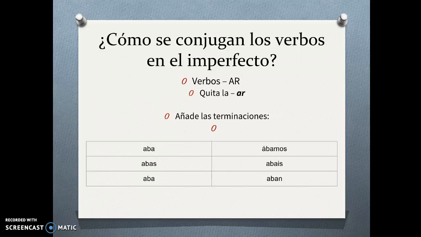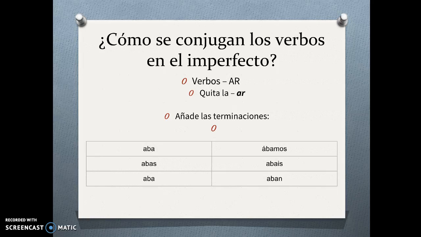Now we need to know how we conjugate verbs in el imperfecto. The nice thing about el imperfecto is that it's much simpler in terms of conjugation rules. There aren't any stem changing rules to remember, there are no spelling changes with any verbs, and there are only 3 irregular verbs in the entire tense. Almost every single verb you're going to see is regular.